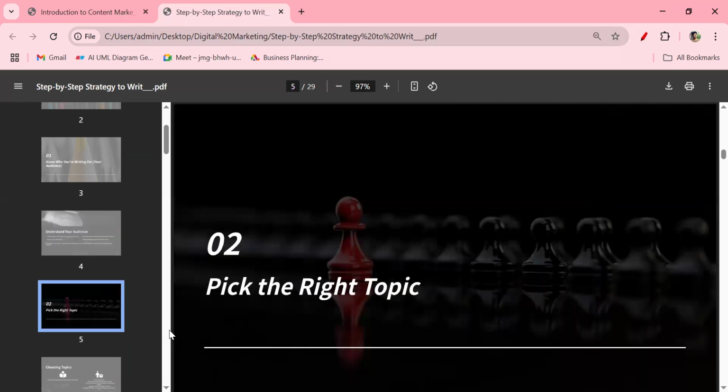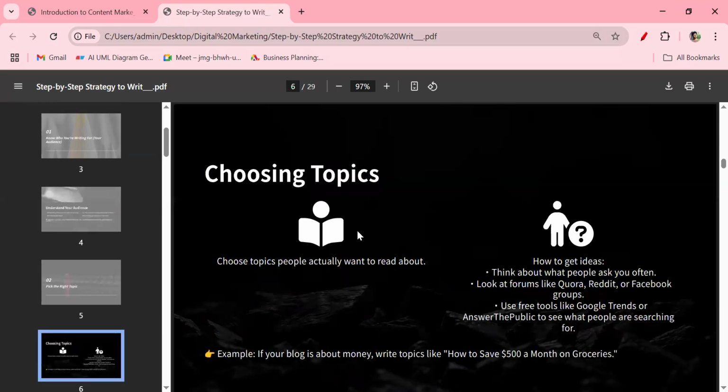Pick the right topic. Choose a topic that people actually want to read about. So you should know which kind of topic people will read and which kind of readable items they are looking for.